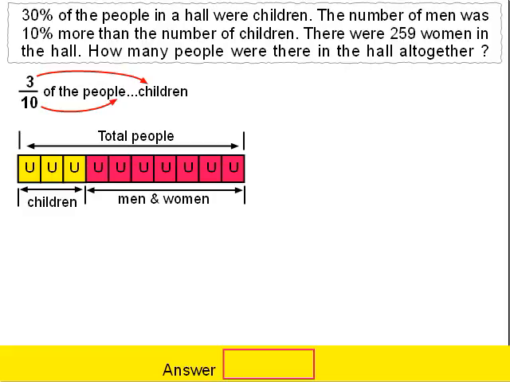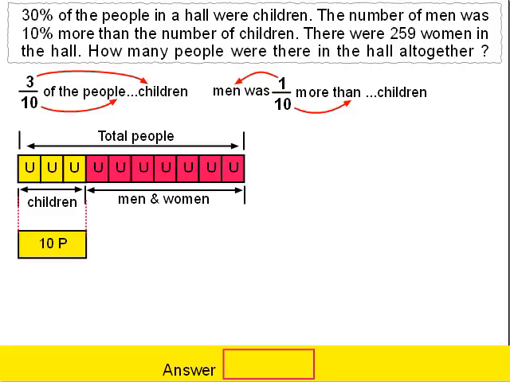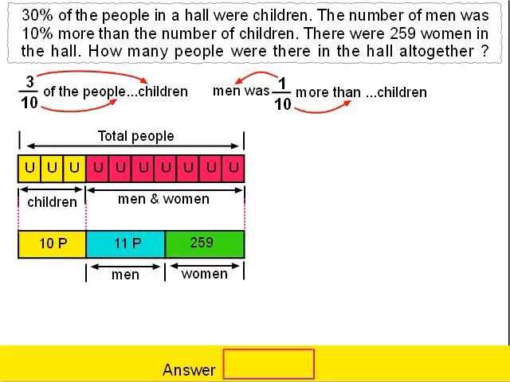The next statement says the number of men was 10% more than the number of children. Convert into fraction, it means men was 1/10 more than children. That means we want the model of the children to be 10 parts. And then men having 1 part more, that means men had 11 parts. So when men have 11 parts, the balance of the model belongs to women. And we are given that the total number of women was 259, so we put it down in the model.